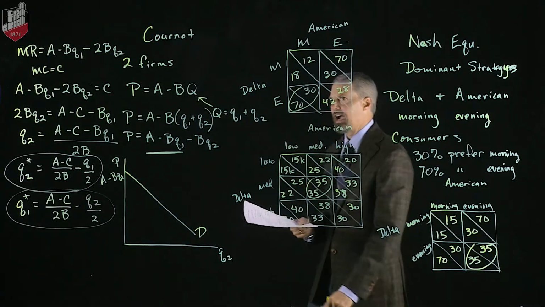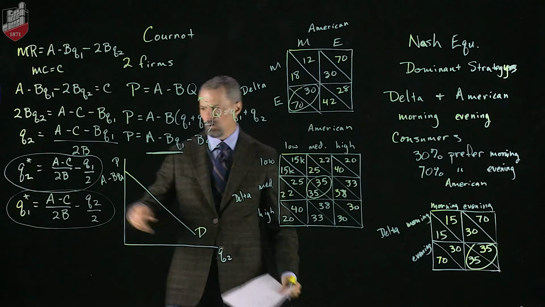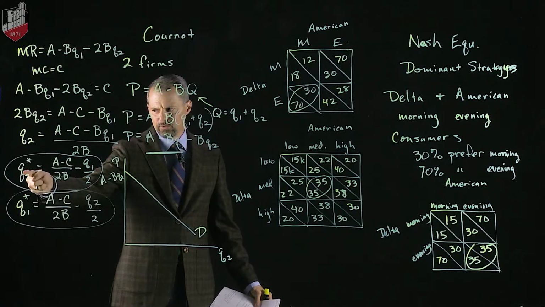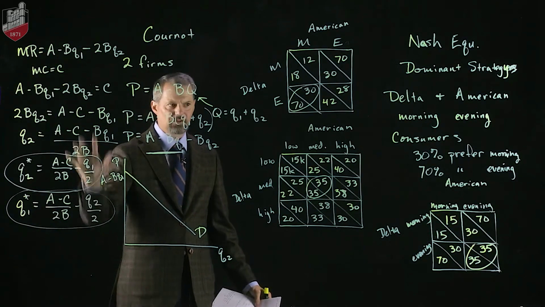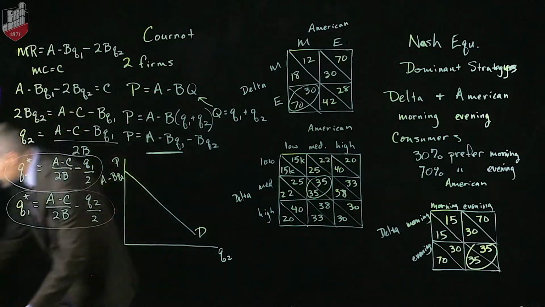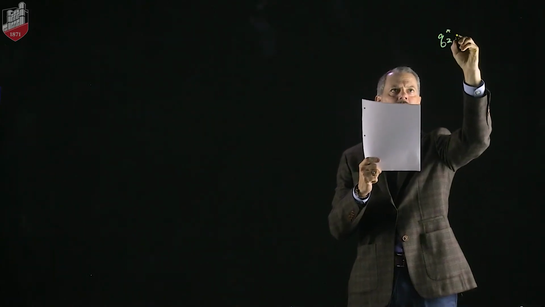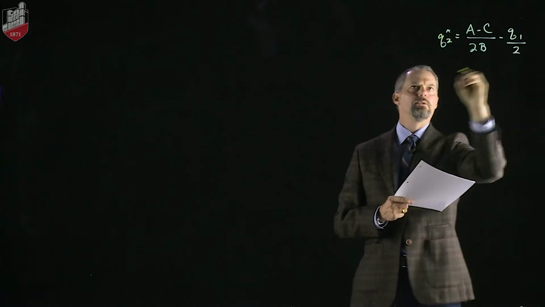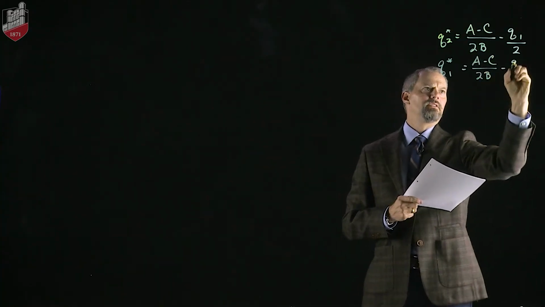What we're going to do is graph these. These are essentially the reaction curves that we were talking about: how firm 2 is going to react to what firm 1 produces, and how firm 1 is going to react to what firm 2 produces. So I need to clear this off, and then we'll graph these. Let me rewrite these together. Here are our reaction curves. Q2 equals (A minus C) over 2B minus Q1 over 2. And Q1 equals (A minus C) over 2B minus Q2 over 2.